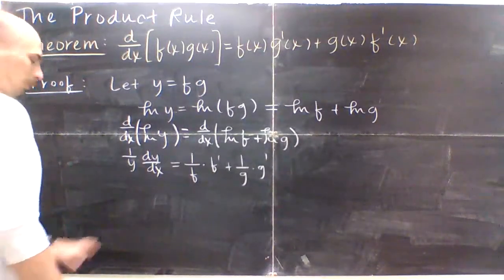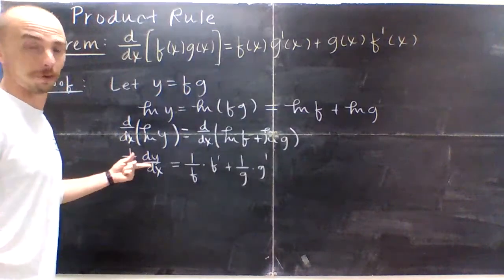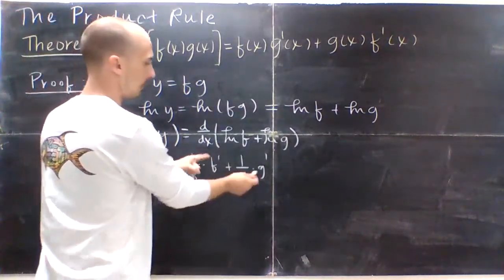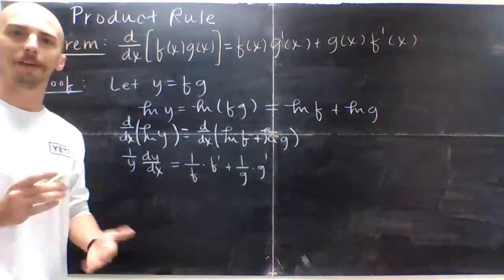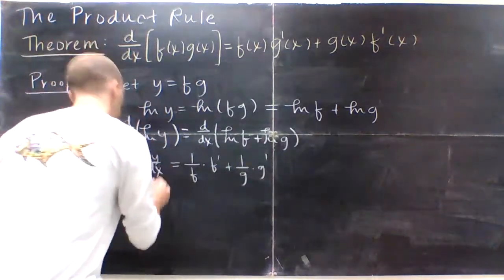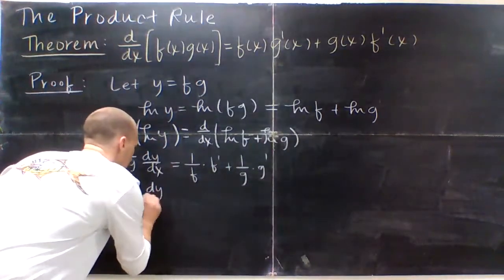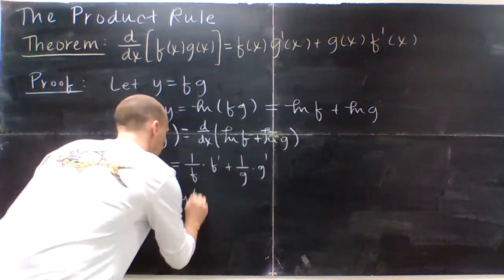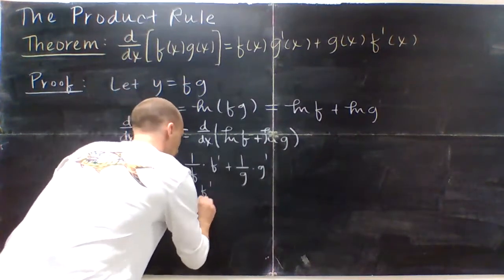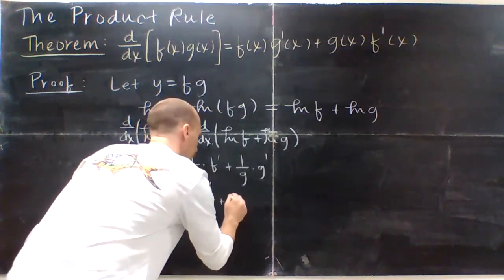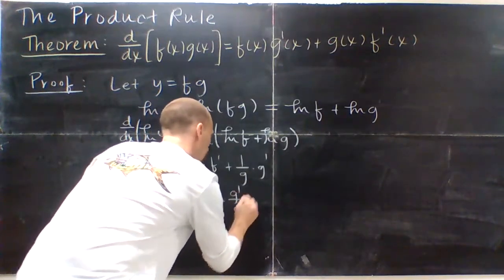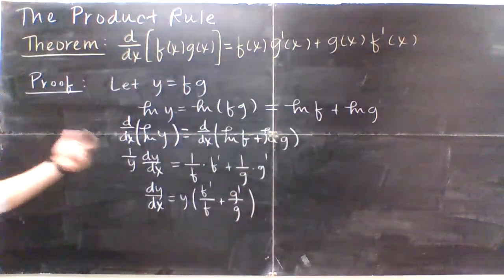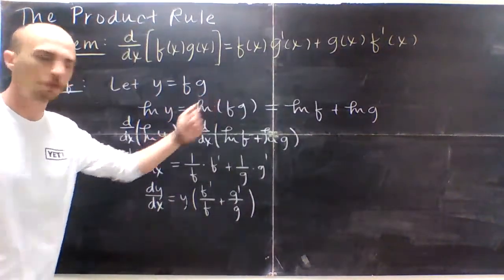So when I go and multiply both sides by y to solve for dy dx, I'm going to combine these into a single fraction, f prime divided by f and g prime divided by g, so that I can say that dy dx is equal to y times (f prime over f plus g prime over g). But we already know what y is equal to. y is equal to f times g.